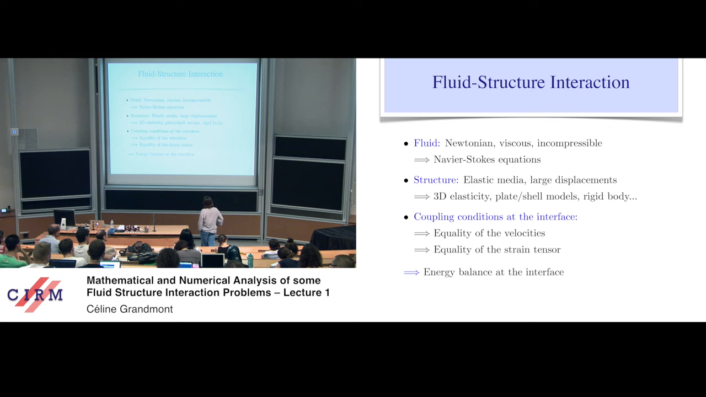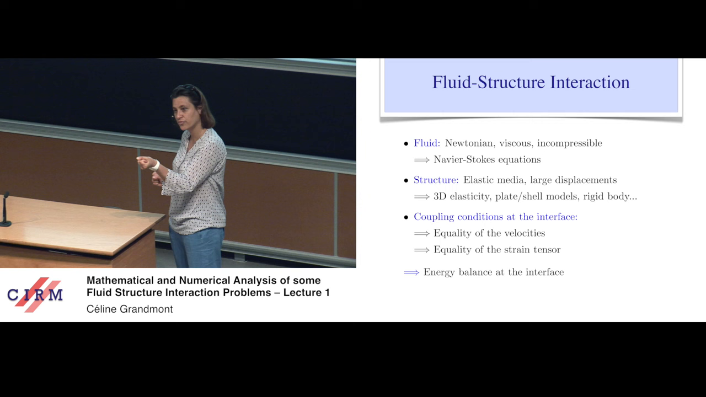First, we have the equality of the velocity at the interface. Since we have assumed that the fluid is viscous, it sticks to the boundary. So you have equality of the velocity, and you have also the action-reaction principle that states that the normal components of the stress tensor are equal at the interface, so that the force applied by the fluid on the structure is equal to the force applied by the structure on the fluid.